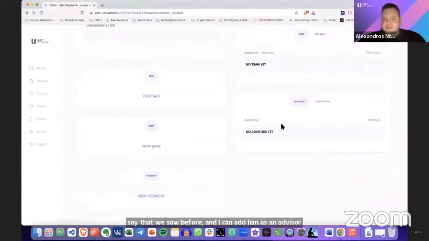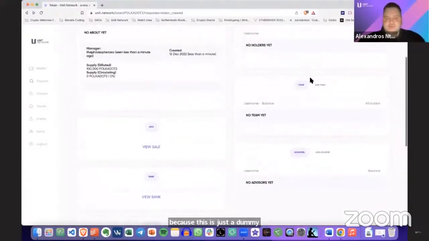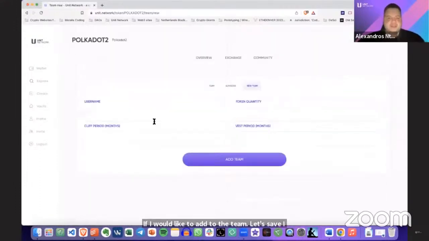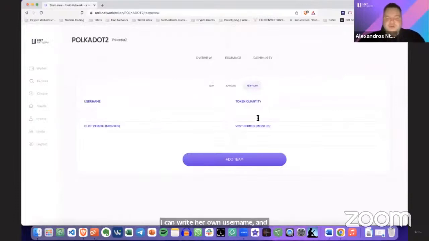I do not want to do that because this is just a dummy example, obviously, right? If I would like to add to the team, let's say if Agama would be on my team, I can write her own username, and you can also see their token quantity here, cliff period and vest period. This means that as a team member, you also get rewarded in tokens, right?